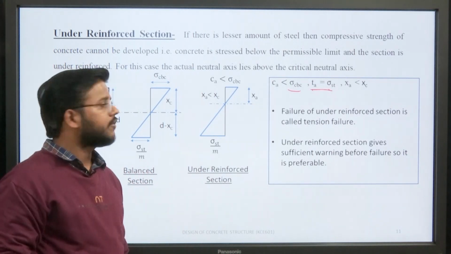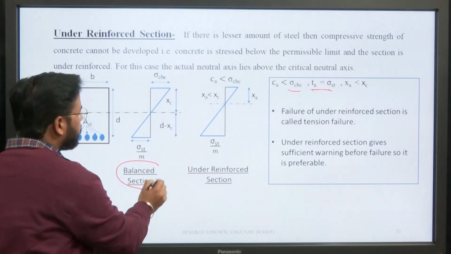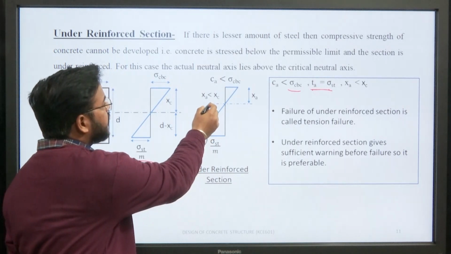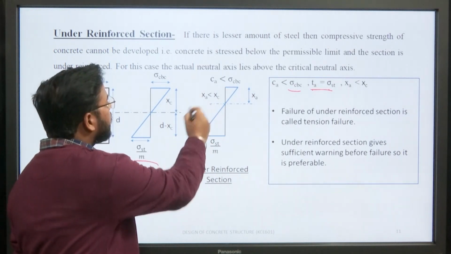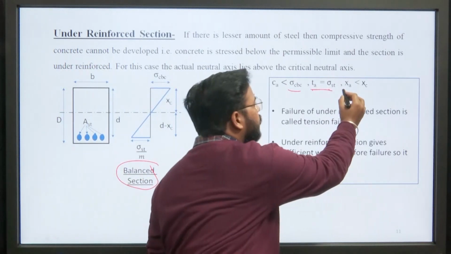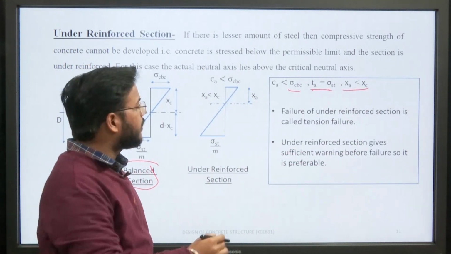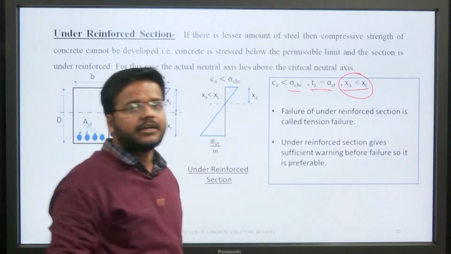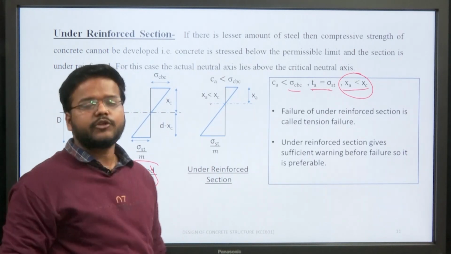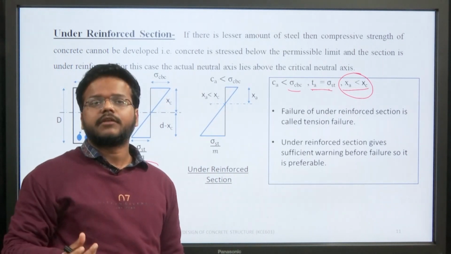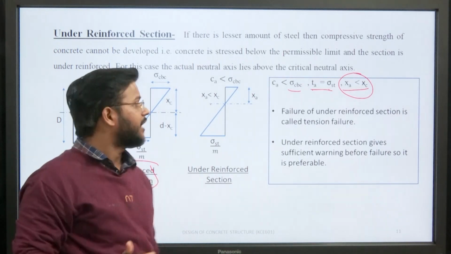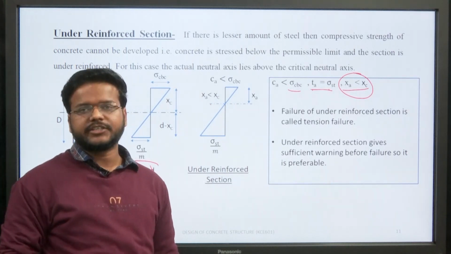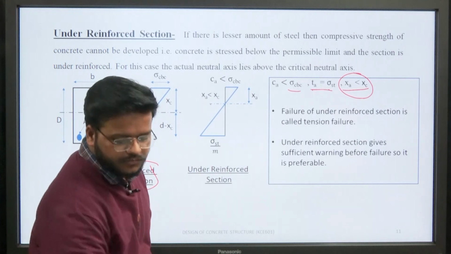About the position of neutral axis, compared to the balanced section, in the under reinforced section the position of neutral axis is less than the critical neutral axis. It means if the position of neutral axis is less, then it will be an under reinforced section. It is also used for analysis. When you find a position of neutral axis less than the critical neutral axis, it is termed an under reinforced section, and the failure of this type of section is a tension failure, which is very preferable.